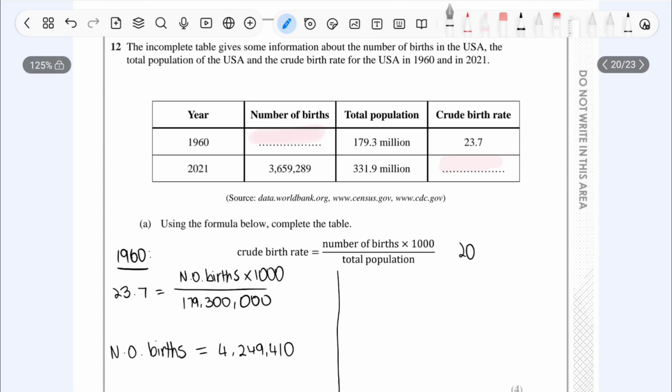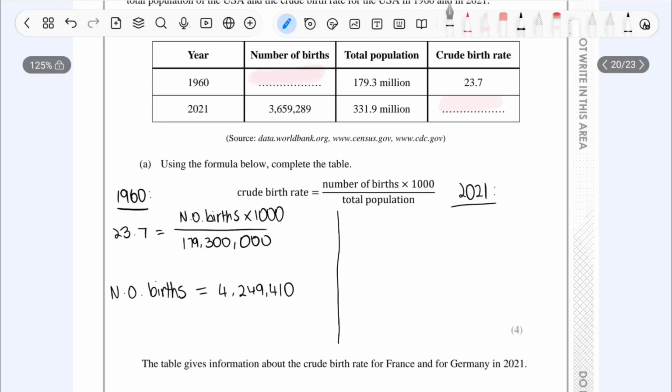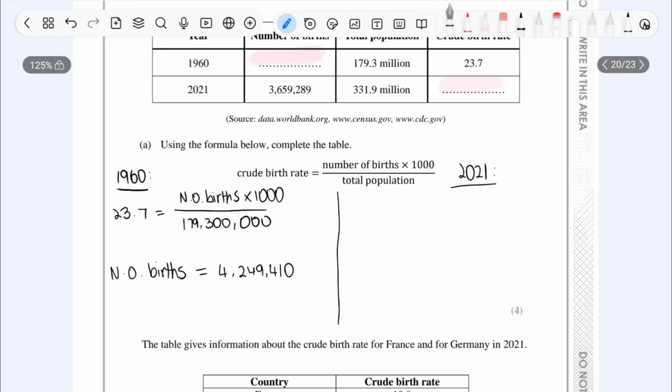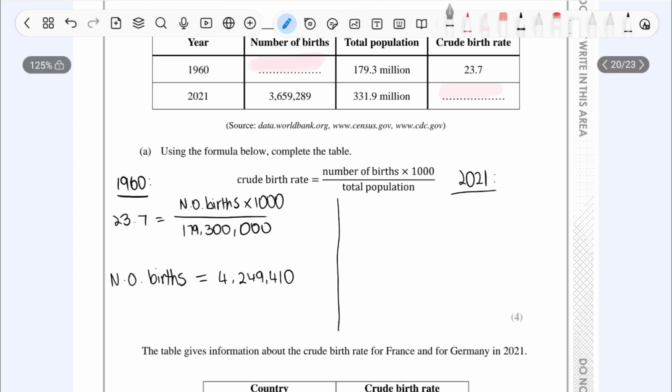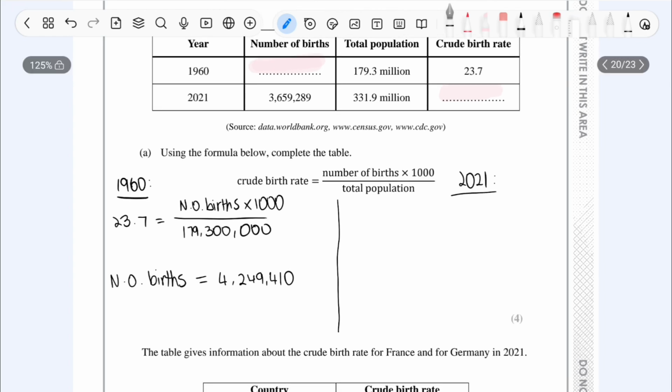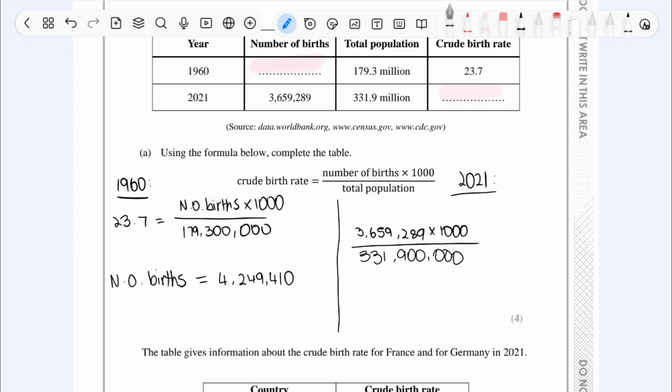For 2021, we don't know the crude birth rate, so we're trying to actually find it. We just plug the numbers in. We do the number of births times the total, times 1000 divided by the total population. If you type this into the calculator, you get this value. And we'll round it to 3 significant figures.